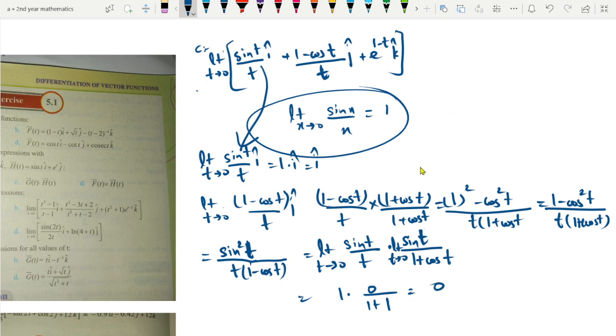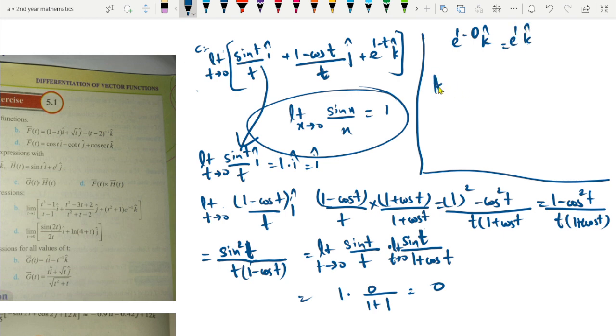Now apply limits on this one. We will get e power 1 minus 1 k, and e power, sorry, this is 0, so e power 1 k. So we have the answer of this expression. This is equal to 1 plus 0 plus e k. So this is the answer, 1 plus e power k. So this is our final answer.